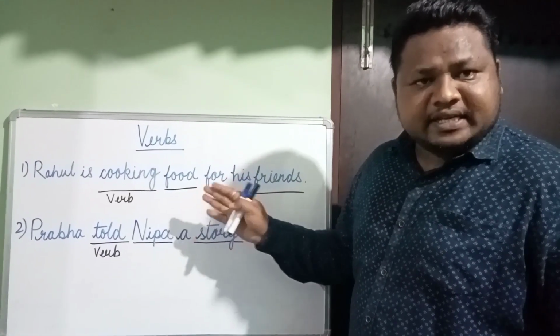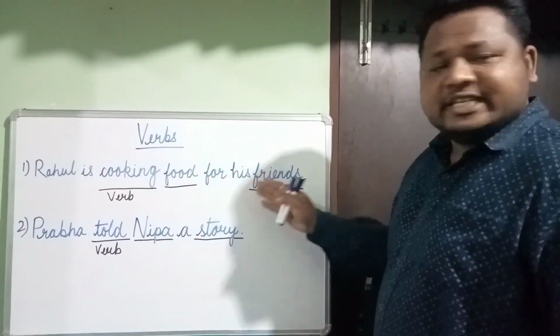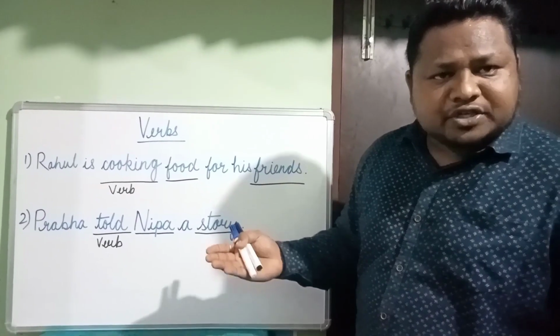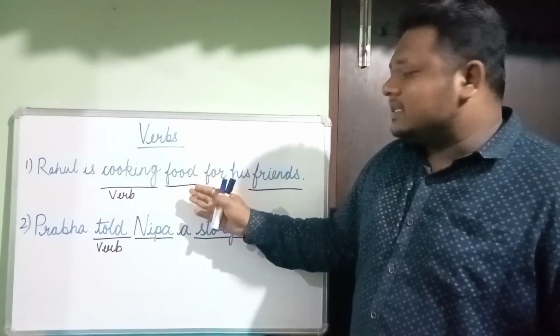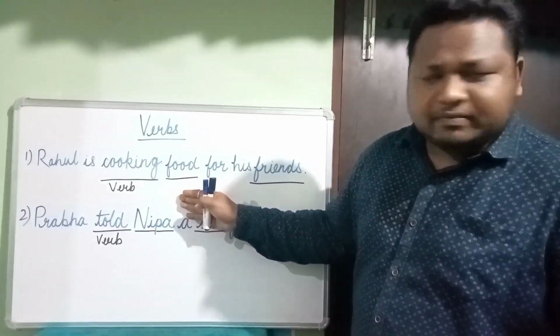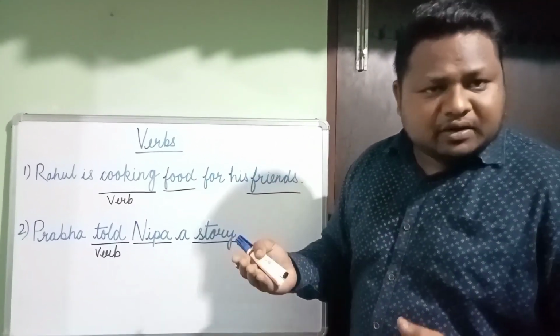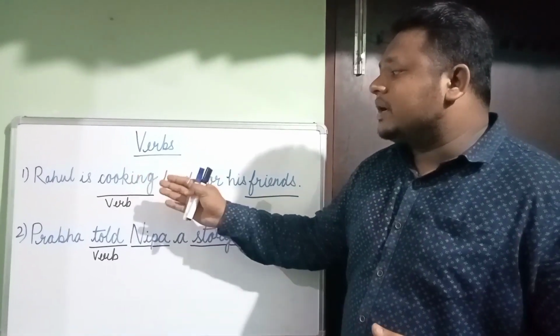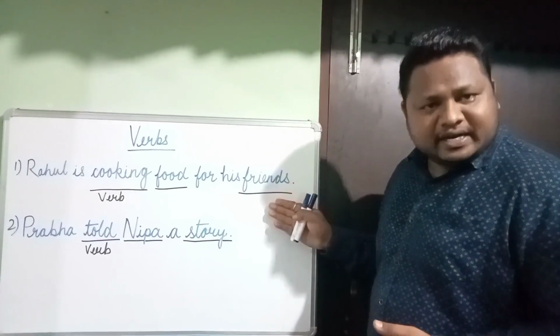Now look at these sentences. Rahul is cooking food for his friends. Ask a question. Rahul is cooking what? We get the answer food. Now what about friends? Then ask another question. Rahul is cooking for whom? We get the answer friends.